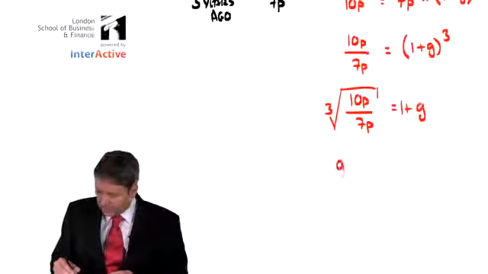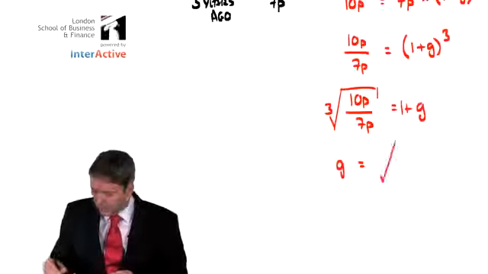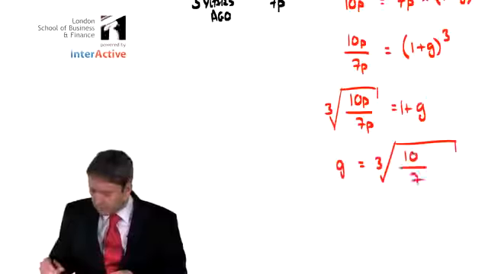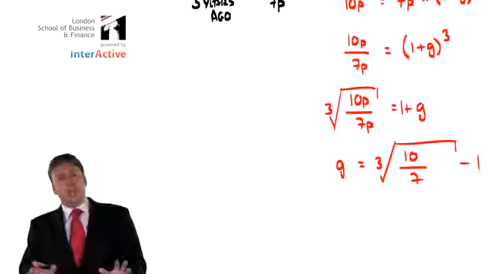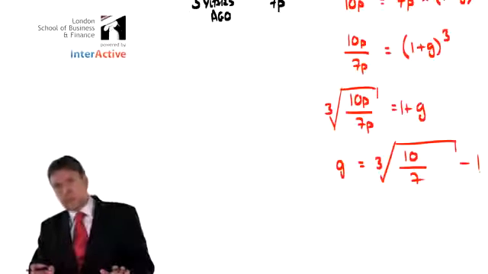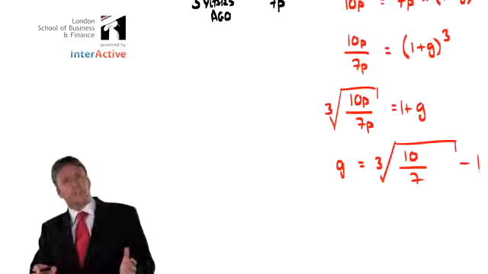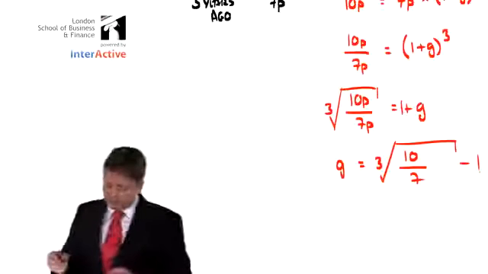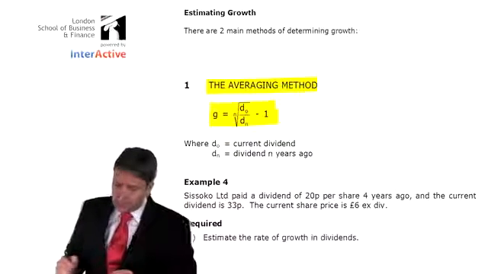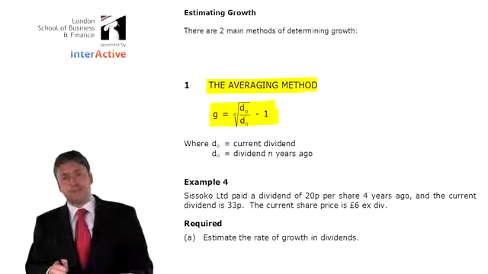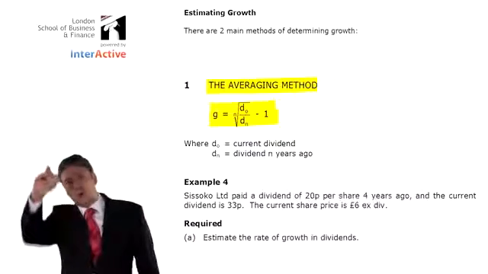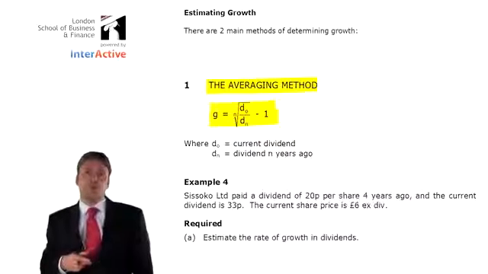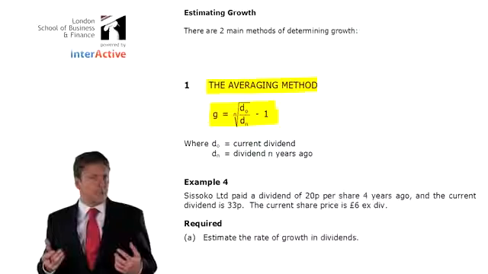Or if we tidy it up completely, g equals the cube root of 10 over 7 minus 1. Something like that. In order that we remember it, rather than have to rearrange it each time, all I've done is give you a formula. And that's precisely the formula that we have here. I've given you this formula, the nth root of d0 over dn minus 1, because I felt it would be easier for you.